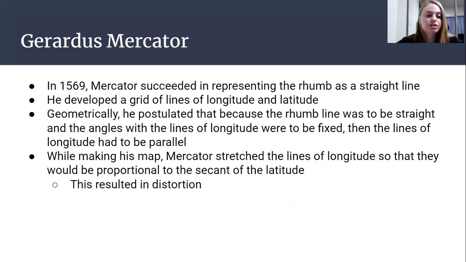And geometrically, he postulated that because the rhumb line was to be straight and the angles with the lines of longitude were to be fixed, then the lines of longitude had to be parallel. And so on the globe, we know that these same lines of longitude converge at the poles. And so while making his map, Mercator stretched the lines of longitude so that they would be proportional to the secant of the latitude. And this actually resulted in distortion.